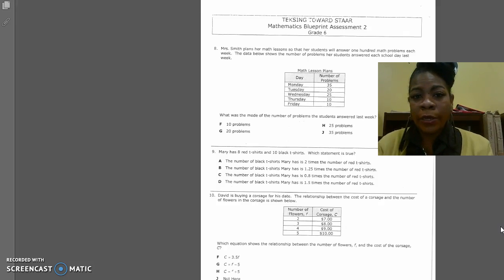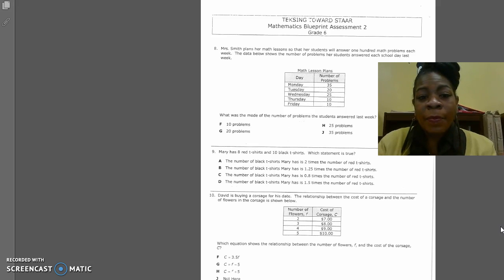Okay, we're on number 8. Mrs. Smith plans her math lesson so that her students will answer 100 math problems each week. The data below shows the number of problems her students answered each school day last week. Look at the chart. The question is, what was the mode of the number of problems the students answered last week? Remember, the word mode is close to what word?